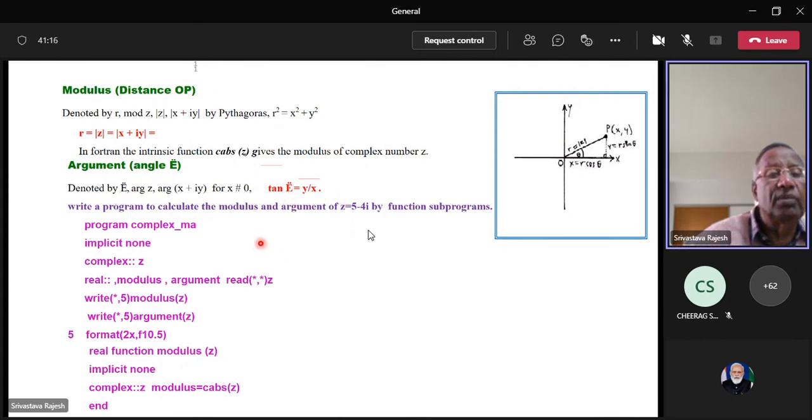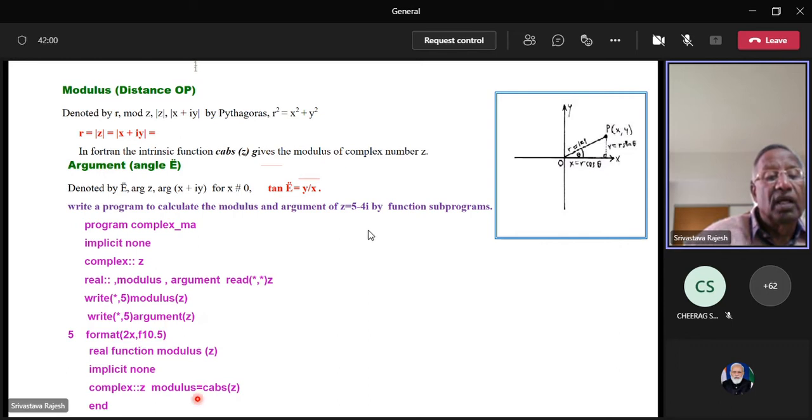So we can make a program here: implicit none, and the complex quantity is only z. You can define in the beginning the real quantities modulus and argument, then read z. Whatever you get from the z value after reading, its argument is required. So simply write modulus z and write argument z. You can see that the modulus value is a real quantity, because R is the root of x square plus y square. Argument is also a real quantity.